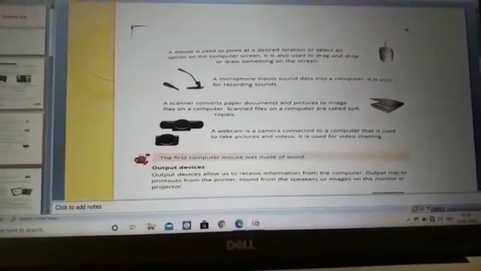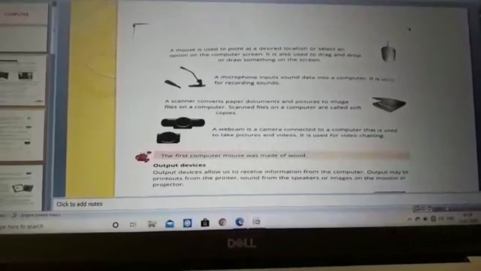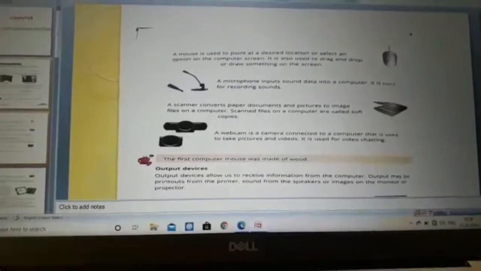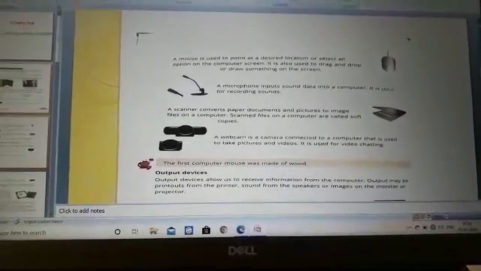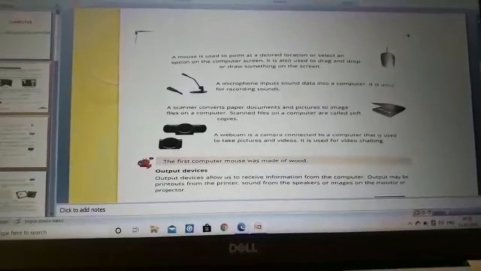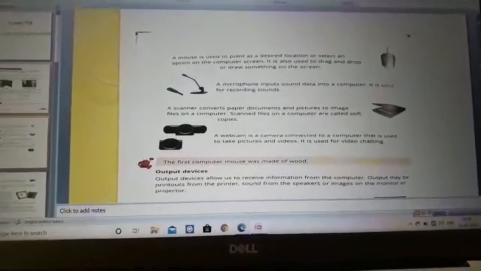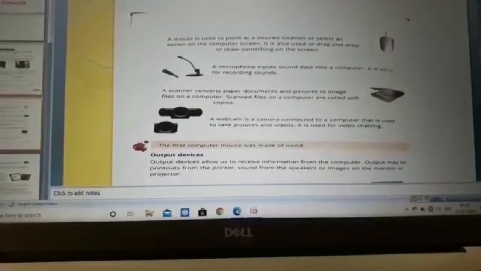So, we have learnt about 5 input devices. They are keyboard, mouse, microphone, scanner and webcam. What are input devices? What is the function of input devices? Input devices are those devices which allow us to send information to a computer. So we have learnt about 5 input devices.